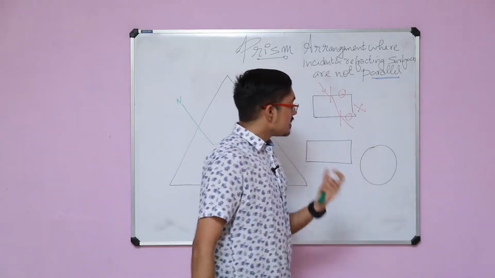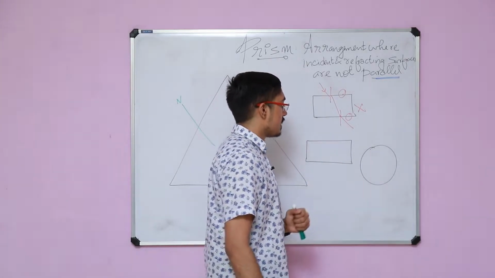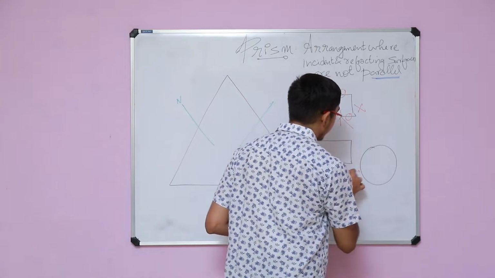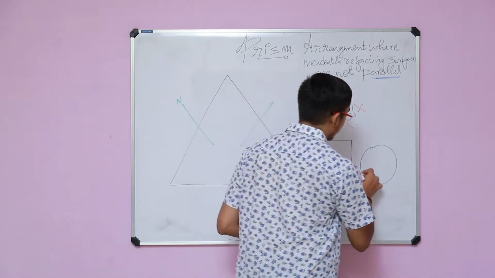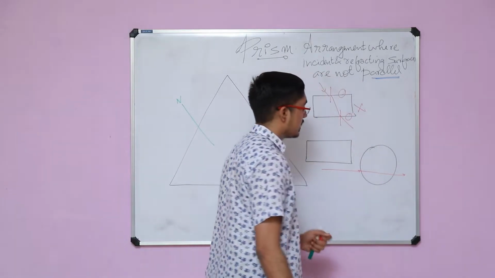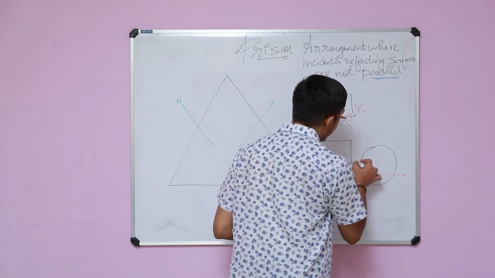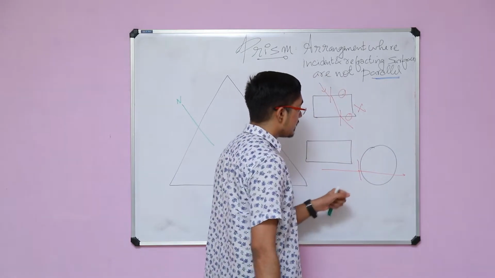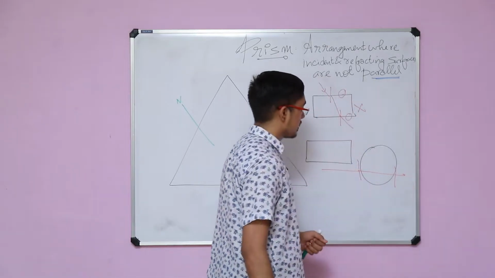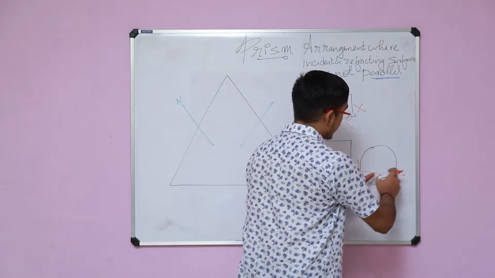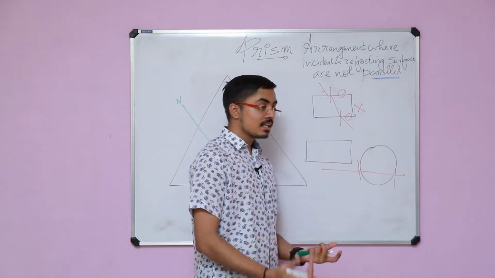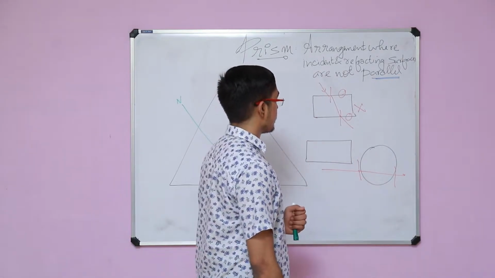Similarly, I have a sphere made up of glass into which I am just passing an incident ray, and this will pass through this and finally it will come out. Is this prism action? No, this is not prism action. Why? Because this is the incident surface and this is the refracting surface, right. So the incident surface and refracting surface are parallel in this case, so this is not a prism action.